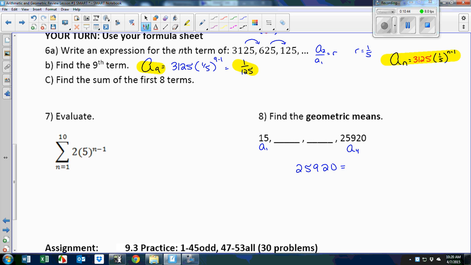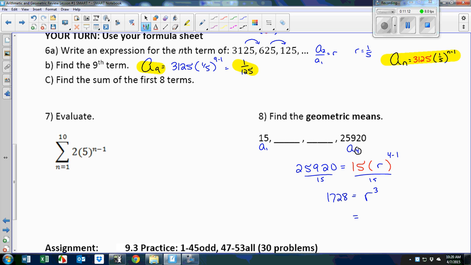25,920 goes on the left side of the formula. That's where the fourth term would go. And the 15 goes in the first term spot. And we don't know r. But we do know that 25,920 was the fourth term, so the exponent will say 4 minus 1. Our first step to solving for r, we divide by 15 on both sides. And we get the number 1728 equals r cubed.